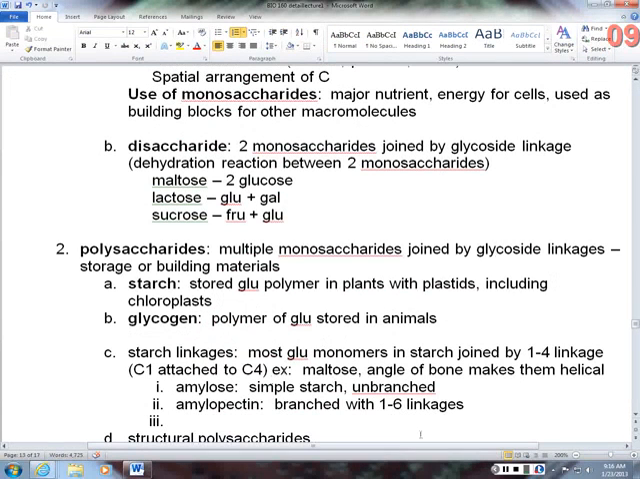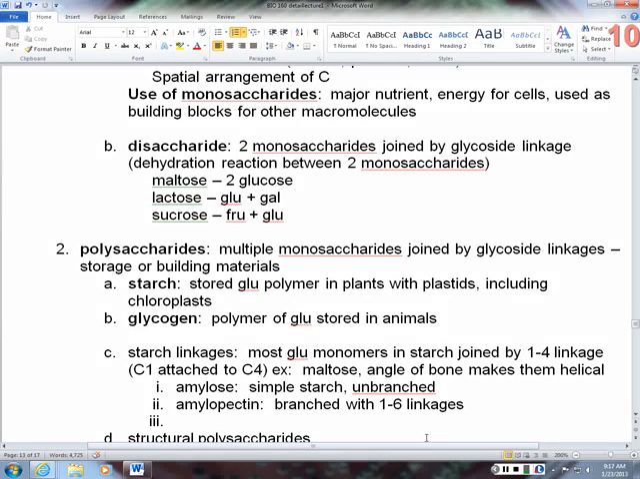So these are going to be used more for storage or for building materials. If you need to get energy, you break these down into the monosaccharides and disaccharides, and those feed into the process of supplying energy in there. So starch is a glucose polymer that's found in plants with plastids. It includes the chloroplasts in there.